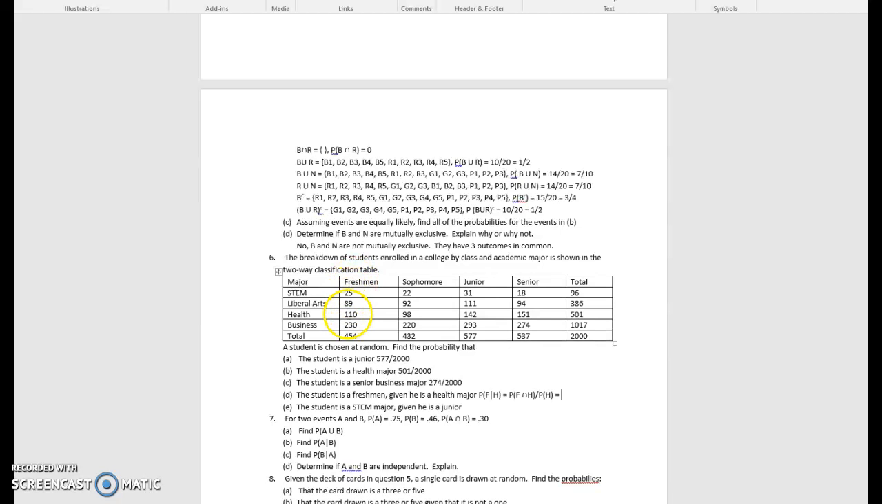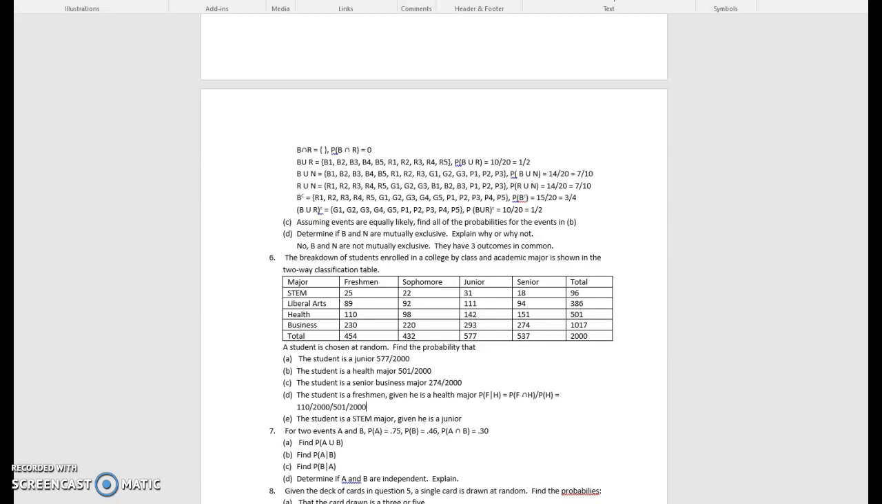So freshman health majors, let's notice, are 110. Now if we want to, we can do 110 over 2,000. And then on the bottom of the fraction, the probability of health majors, well, our health majors, there are 501 out of 2,000. And what happens when we deal with this fraction is the 2,000s on both the denominators will cancel, and we get 110 out of 501. And I am running out of time for question E, so we'll get that in the next video.